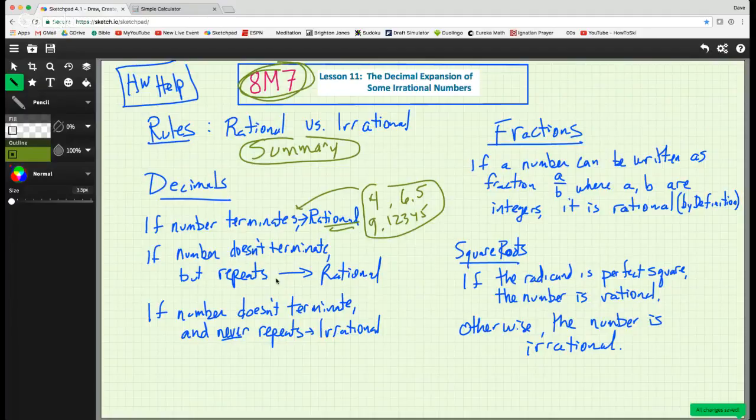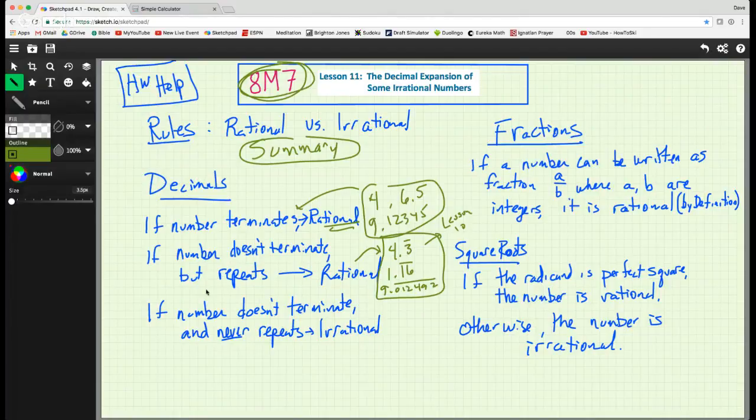Now, if a number doesn't terminate but it repeats, it is rational. So numbers like 4.3 repeating, 1.1616 repeating, 9.012492, all of that repeating. These are rational. That means these can all be represented as fractions, and you can even find that fraction using lesson 10, which showed us how to convert these repeating decimals into fractions.